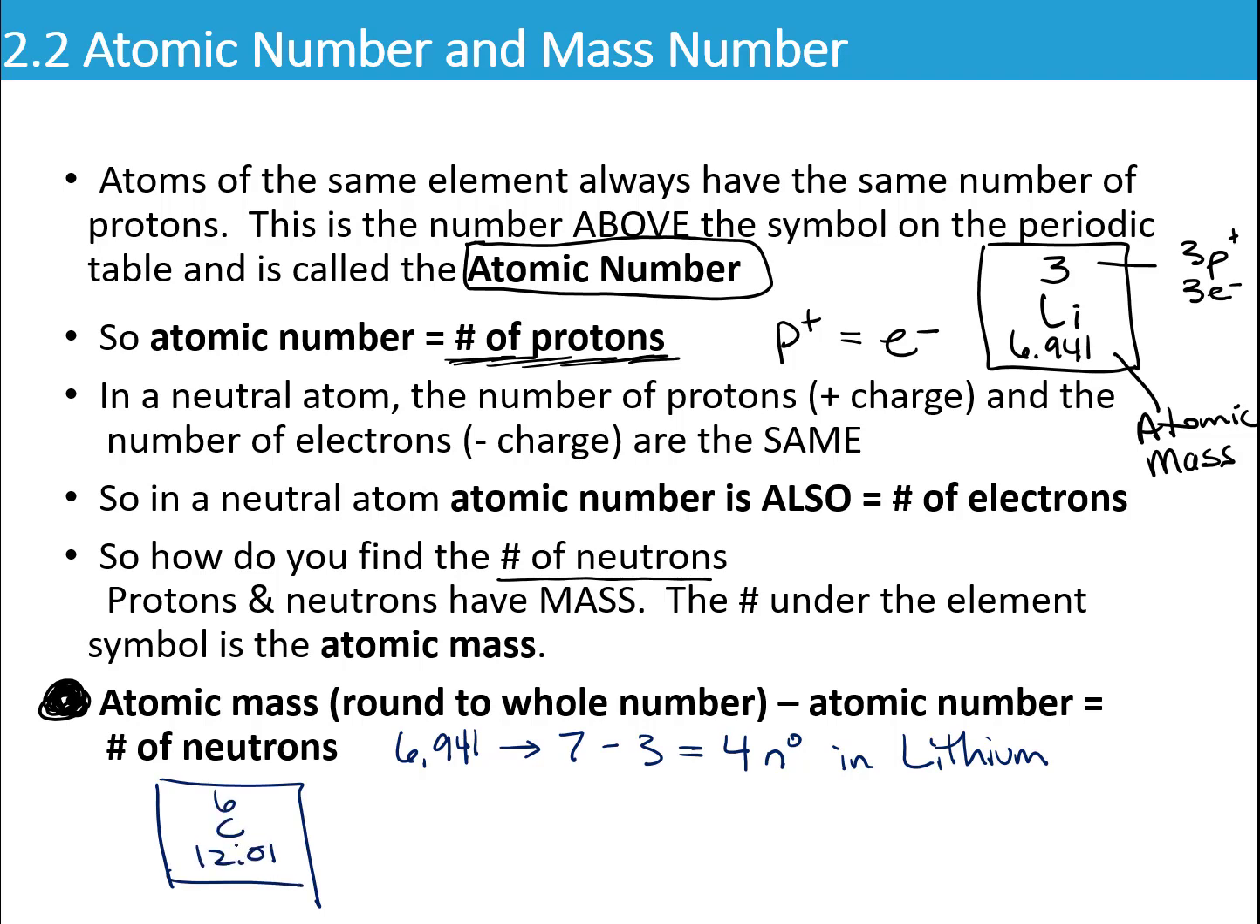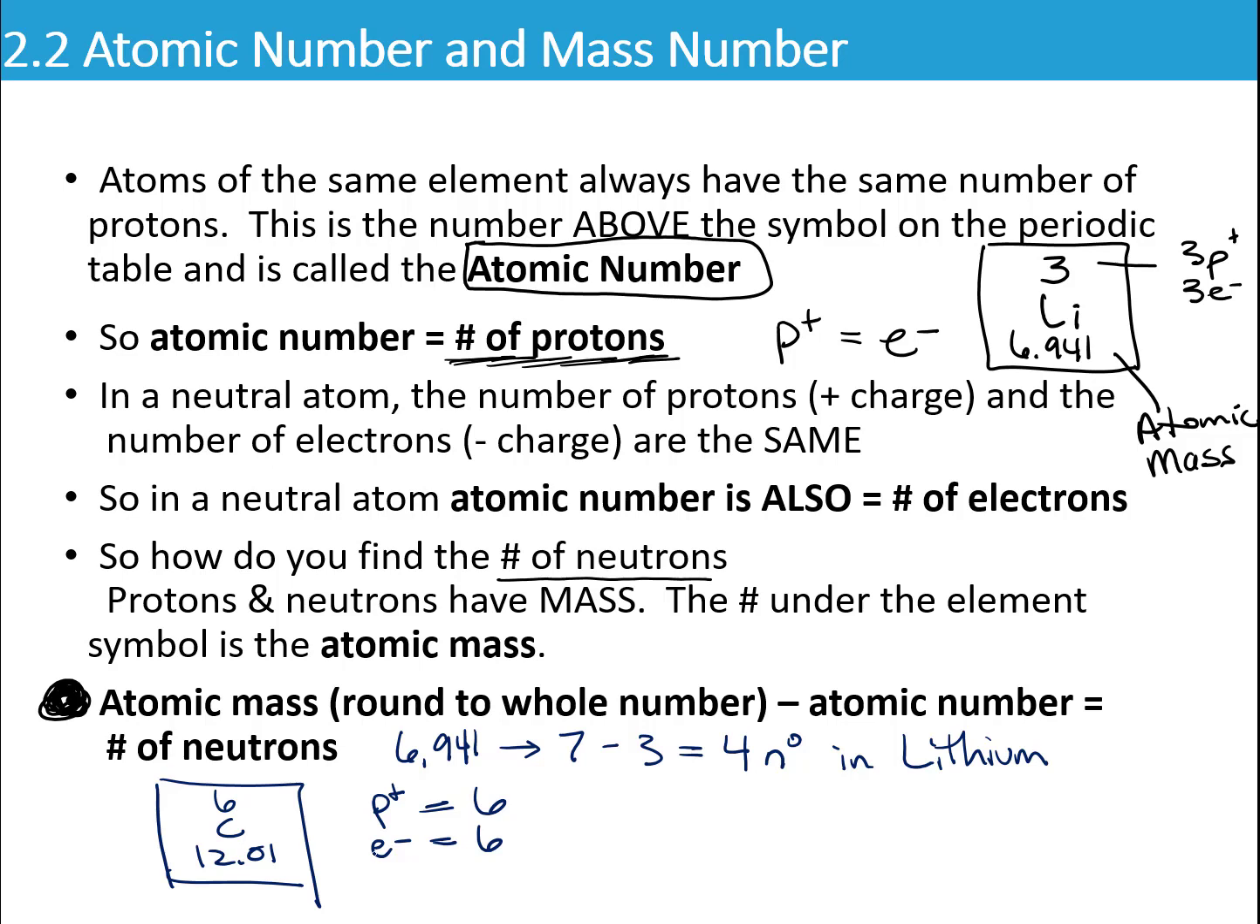So carbon is 12.01. How many protons does carbon have? Look at carbon on the periodic table. Its atomic number is 6. Its atomic mass is 12.01. So how many protons does it have? 6, and you know that just from the number above. Okay. How many electrons does it have? 6, because that's the number above.